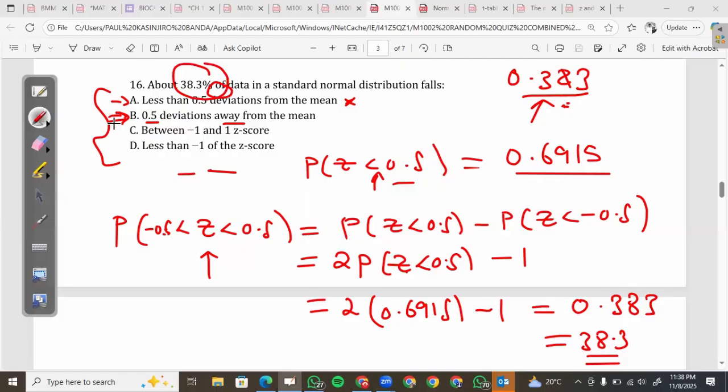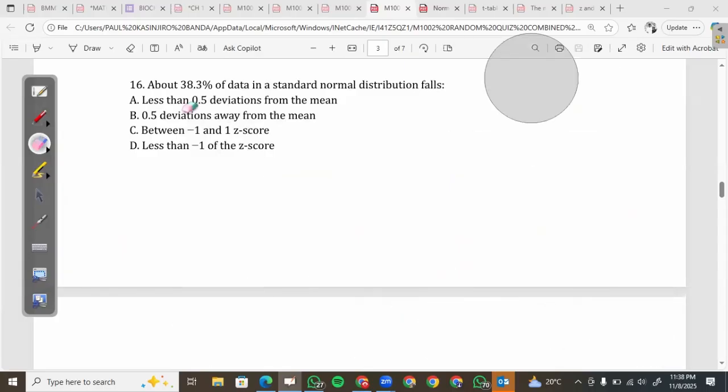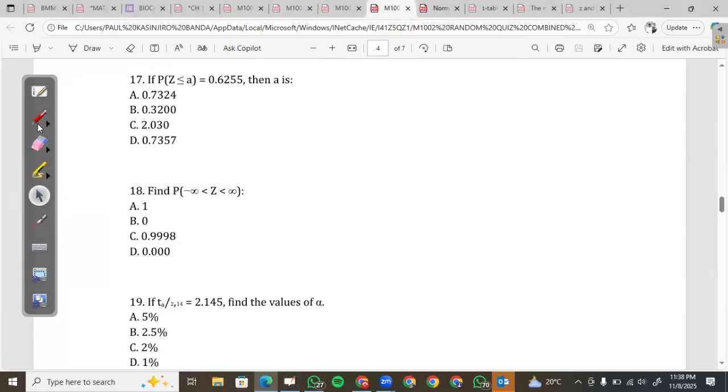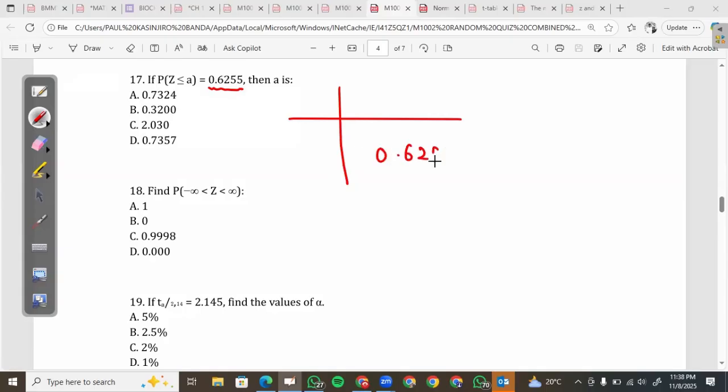Okay, so if there are no questions, I'll continue to question 17 now. Okay, question 17 is very easy. They're saying if Z is less than or equal to A is equal to this, then A is... Here we just go on the Z table and look for this probability. Once I find that probability, I'll go on top and then I'll go to the left. So I get this value here, and I add to this value there. That will be the answer, that A there.